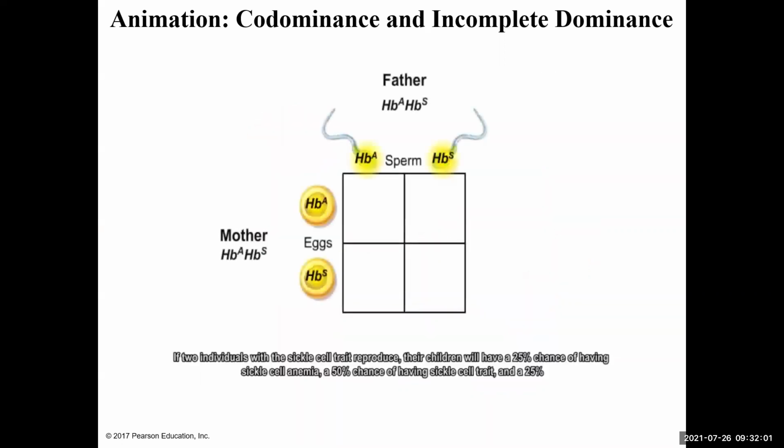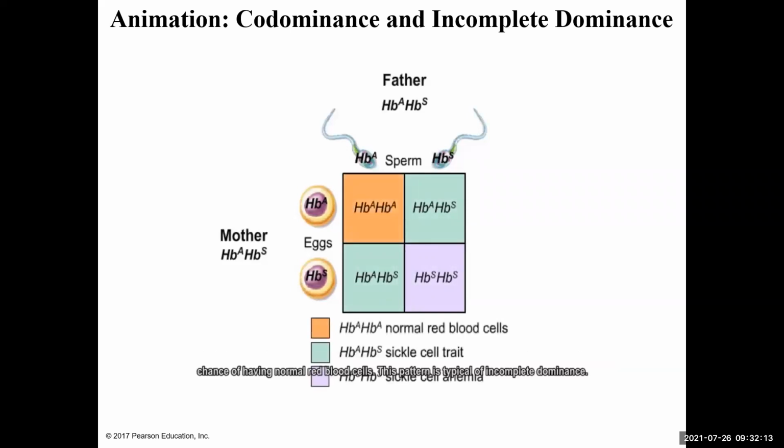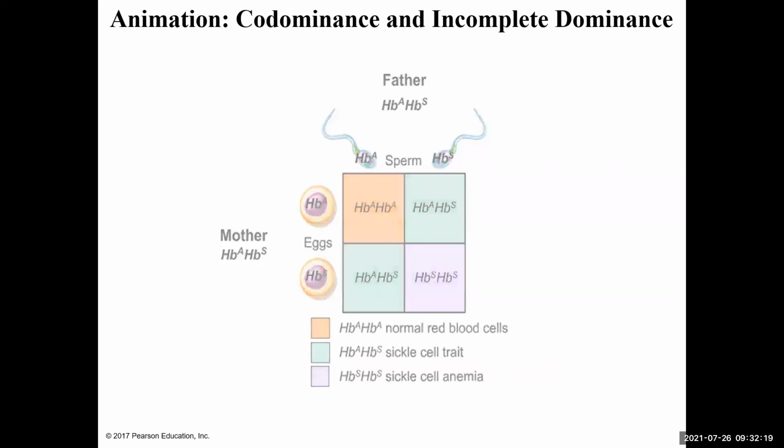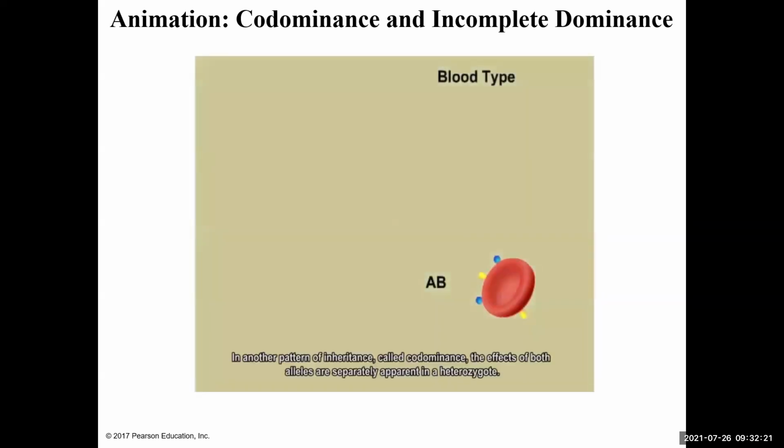If two individuals with the sickle cell trait reproduce, their children will have a 25% chance of having sickle cell anemia, a 50% chance of having sickle cell trait, and a 25% chance of having normal red blood cells. This pattern is typical of incomplete dominance. In another pattern of inheritance called codominance, the effects of both alleles are separately apparent in a heterozygote.